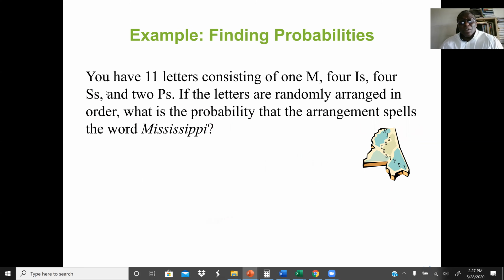Now let's try this example too. You have 11 letters consisting of 1 M, 4 I, 4 S, 2 P's. Total will be 11. If these letters are randomly arranged in order, what is the probability that the arrangement spells the word Mississippi? So remember, S is 4, I also is 4, and M and P are 1 and 2.